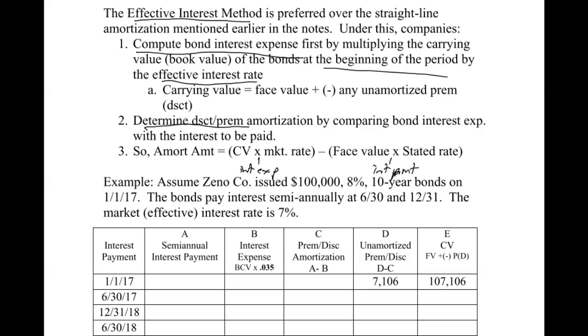All right, so let's look at this problem here. These numbers should look familiar now. The 100,000, 8%, 10-year bonds that are paid semi-annually are the same numbers we were using earlier. The market rate in this first one is 7%. So the market rate is less than what we're paying. We're actually paying more than the market, so we can offer it at a premium.